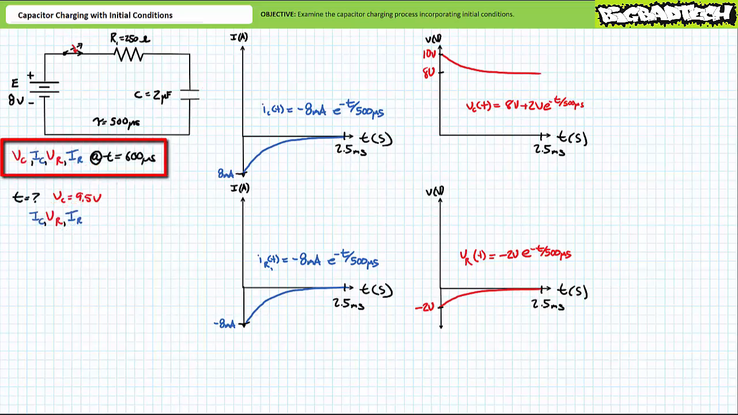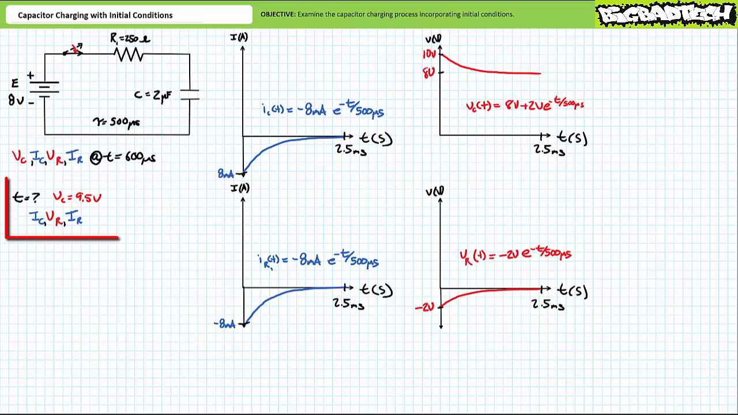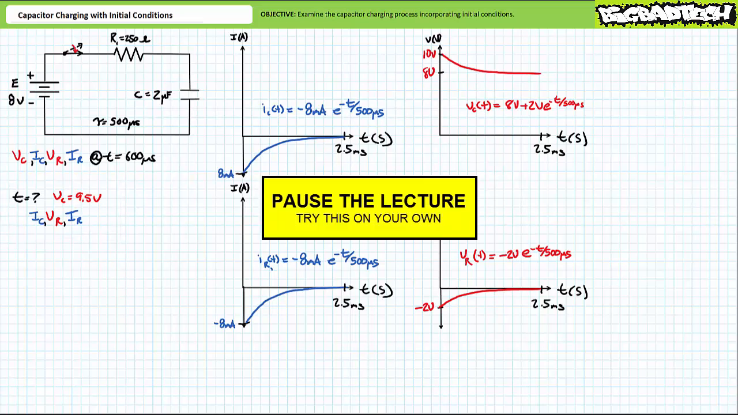As a remaining exercise to the viewer, I invite you to solve for the instantaneous voltage across the capacitor, current through the capacitor, voltage across the resistor, and current through the resistor at time t equals 600 microseconds. Additionally, see if you can determine what time the capacitor reaches 9.5 volts. At this time, see if you can determine the instantaneous current through the capacitor, the voltage across the resistor, and the current through the resistor. By all means, pause the lecture and try this on your own. If you're tracking, you should have arrived at the following values.